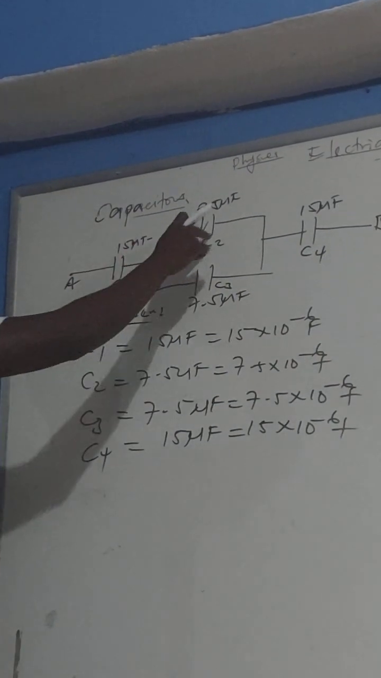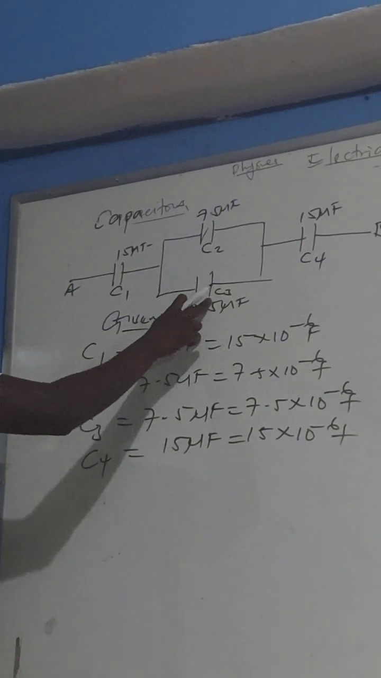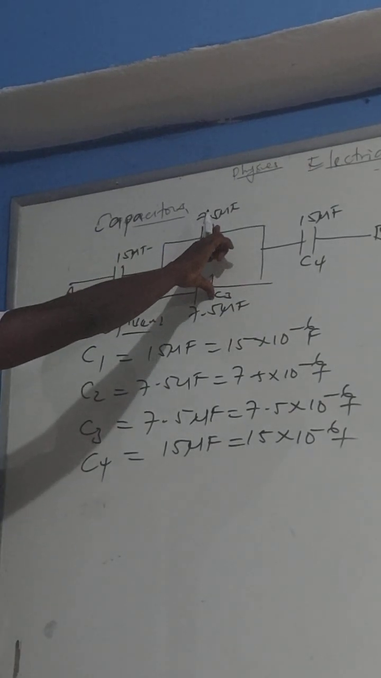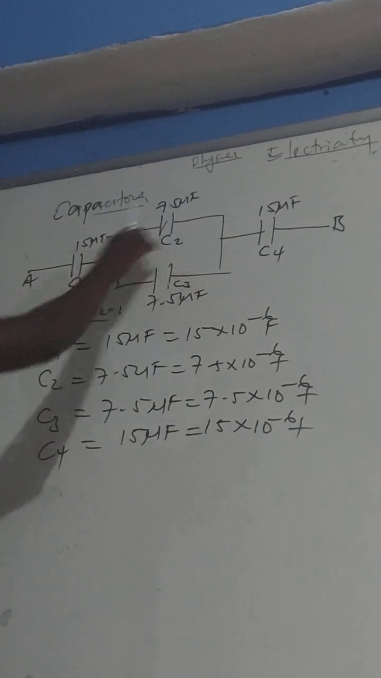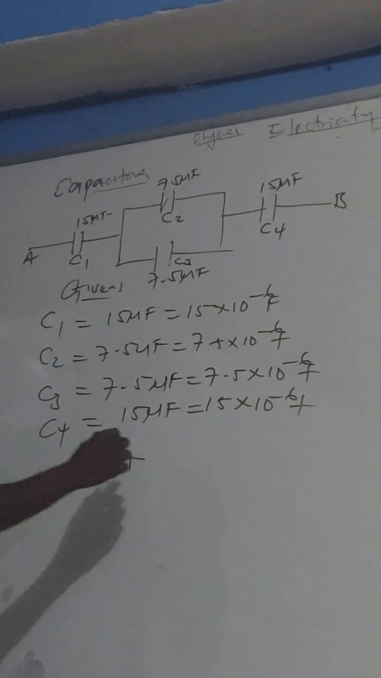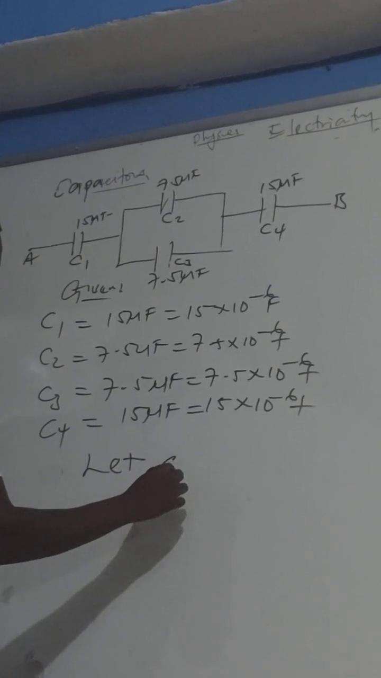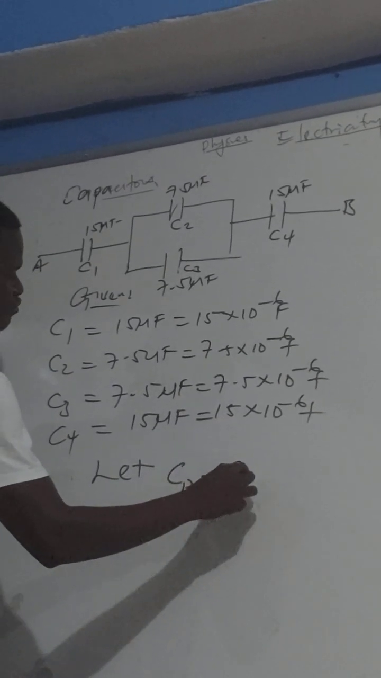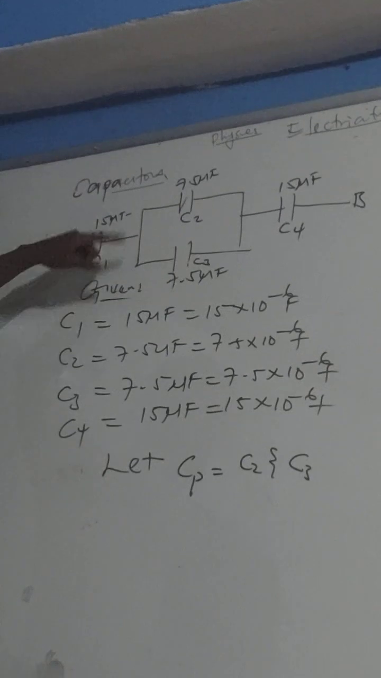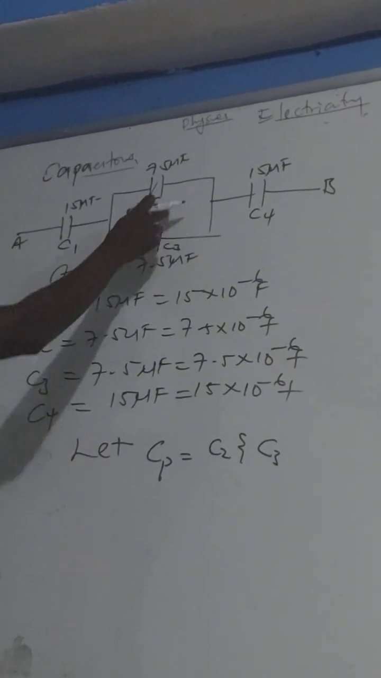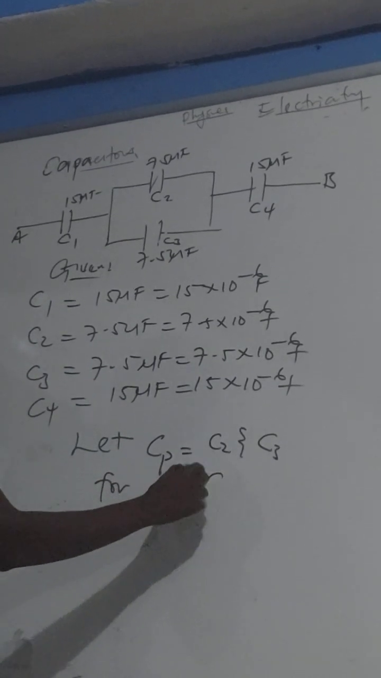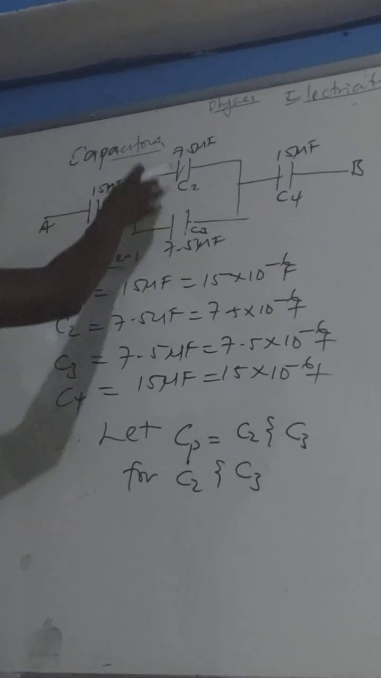So, we want to make use of C2 and C3. We already know that we have C1 and C4 in series. And we want these two capacitors, C2 and C3, to be reduced to one so that they can work with these. So let's call the combination of C2 and C3 CP. For C2 and C3, let's only solve for C2 and C3, capacitors in parallel.